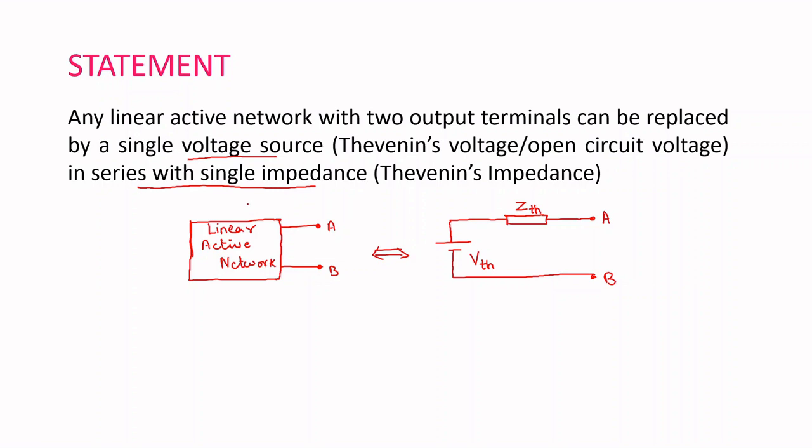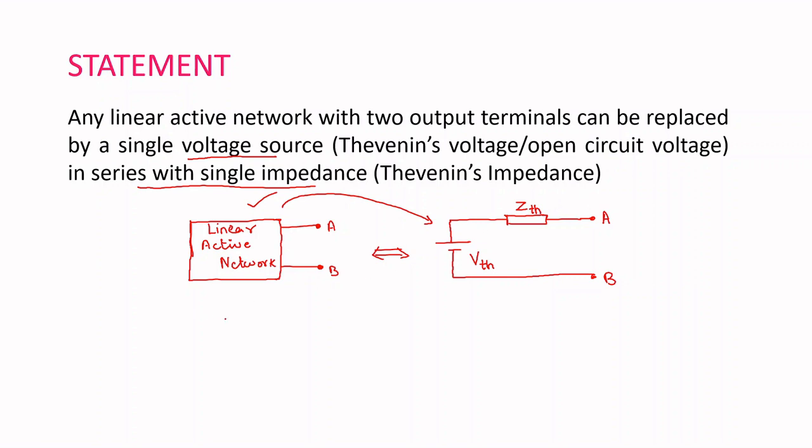Given a linear active network with the two terminals A and B across which you will be connecting your load, this linear active network can be replaced, or an equivalent circuit for this active network can be found, with one voltage source in series with one Thevenin's impedance. In case of a DC circuit, this Thevenin's impedance is called Thevenin's resistance.